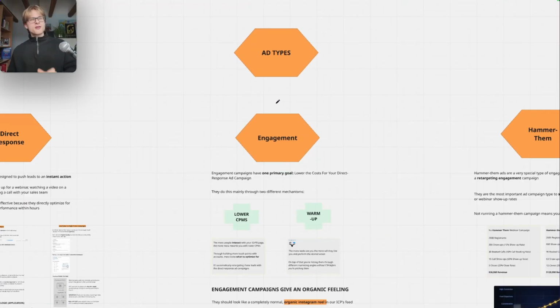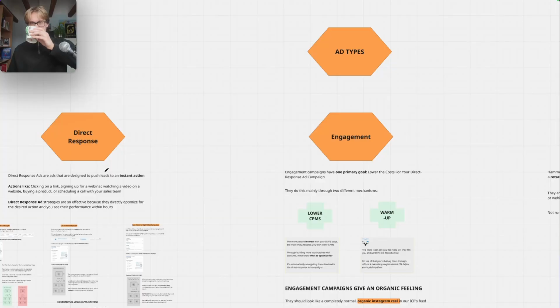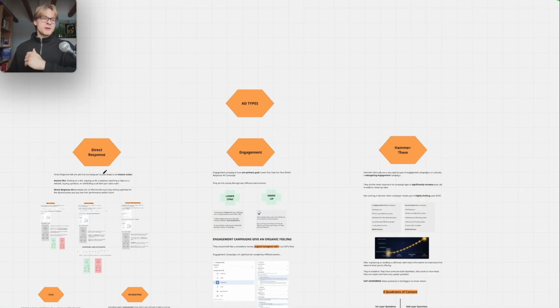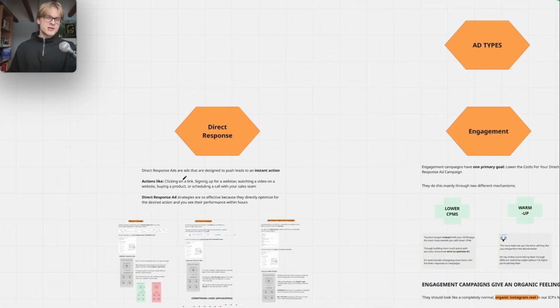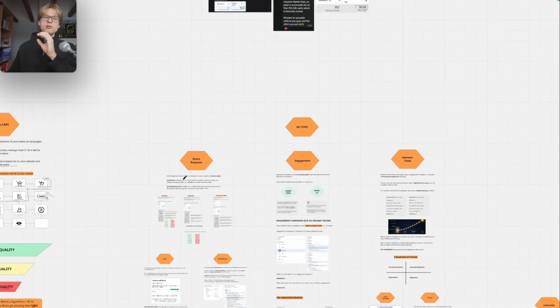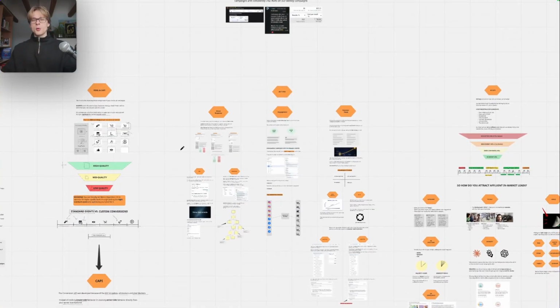Okay. So with different ad types, we have direct response ads, engagement ads, hell yeah, and Hamilton ads. Now, the direct response ads are designed to push leads to an instant action. This is important, guys, because when running ads, you always want to think about what is my main goal? Why do I want to run these ads? What do I want to do?